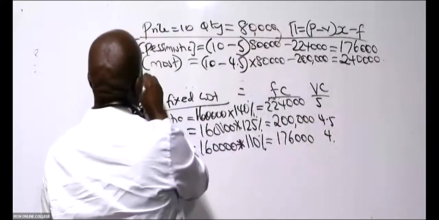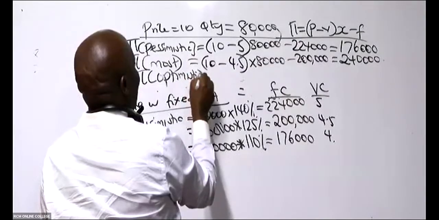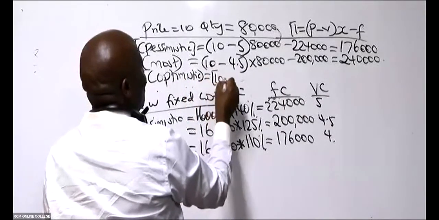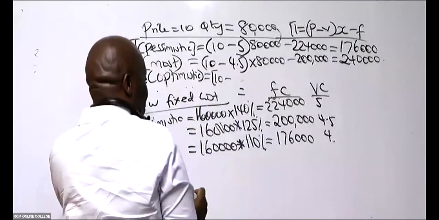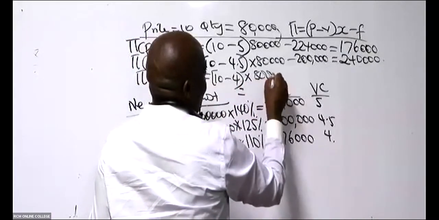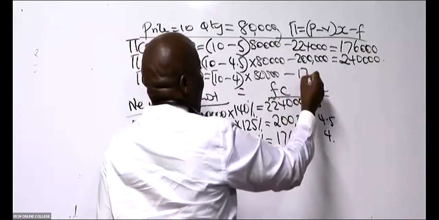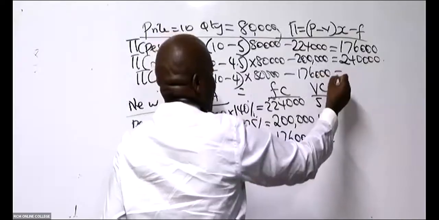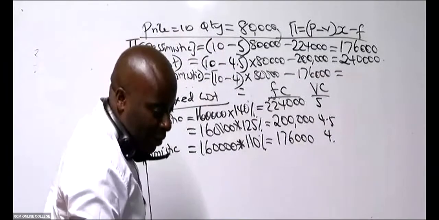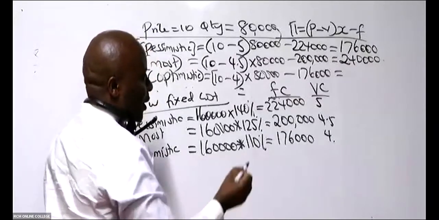And then we have profit under optimism. Remember the selling price is not changing, but the variable cost under optimism is a good 4, times 80,000, minus the fixed cost under optimism, which is 176,000. So in this case, ladies and gentlemen, what figure are we getting here? 3 or 4,000. Is that okay?